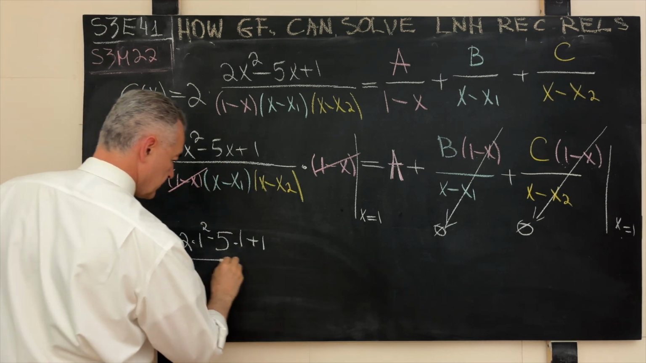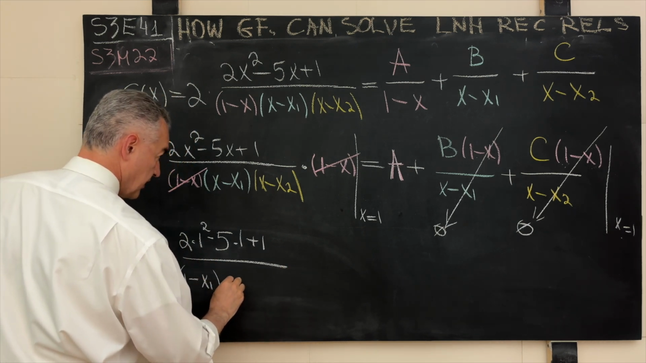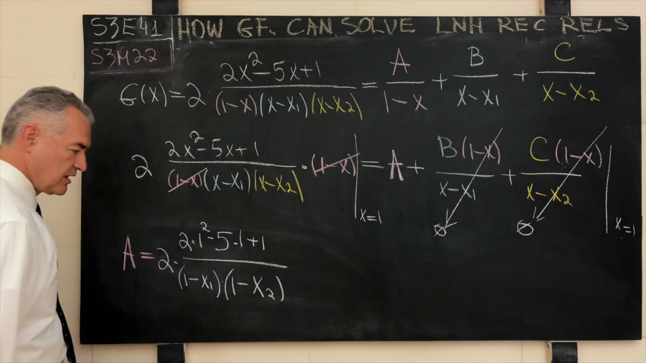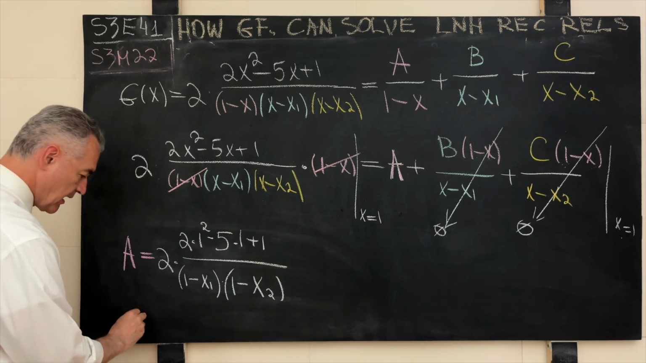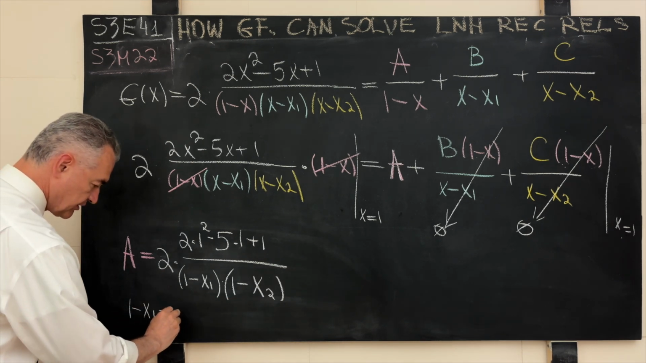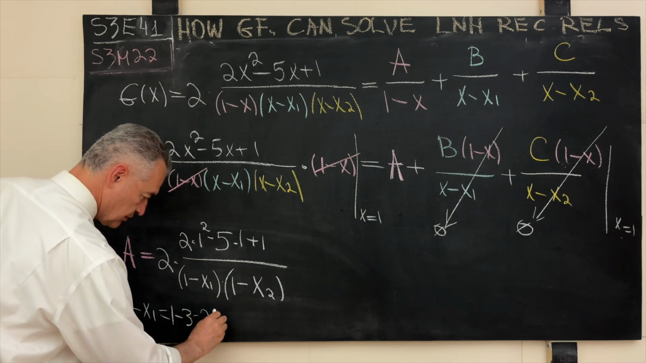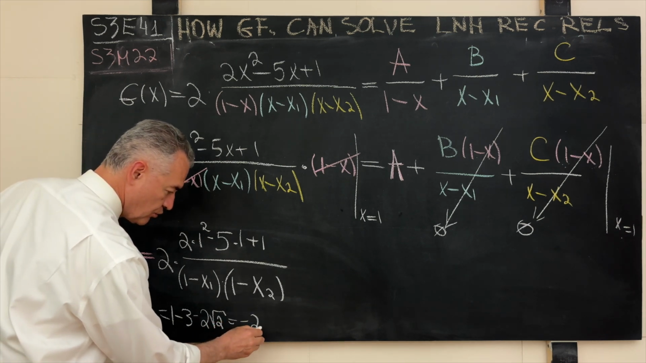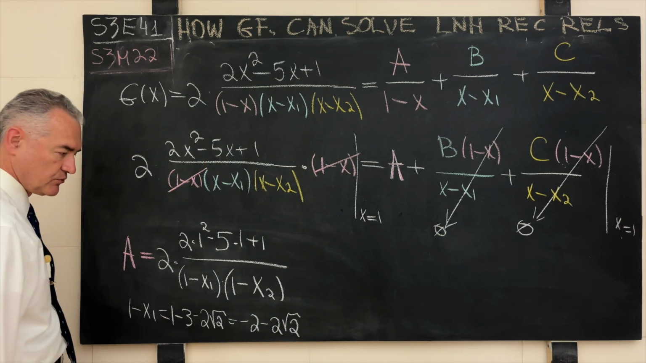And then we divide by 1 minus x1 times 1 minus x2, you see? But x1 and x2 are specific numbers. For example, 1 minus x1 is equal to 1 minus 3 minus 2 square roots of 2, which is equal to what? Minus 2 minus 2 square roots of 2. So far so good.